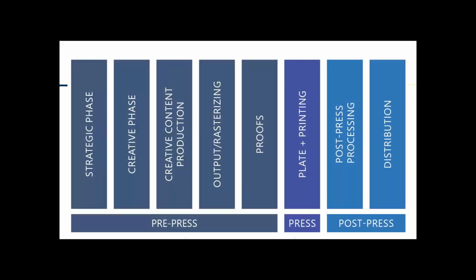Here we can see the three basic processes of printing. You have your pre-press, press, and post-press. In the pre-press, you have your strategic and creative phases, all the way through the proof. The press, while the smallest in this graphic here, is actually the largest and most time-consuming. And then post-press, where you have any other processes that have to be done, foil stamping, die cutting, folding, gluing, and then distribution.